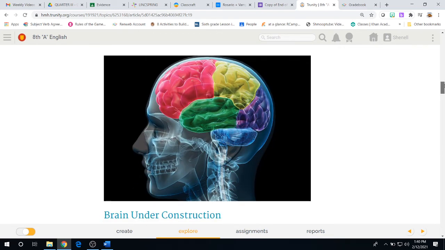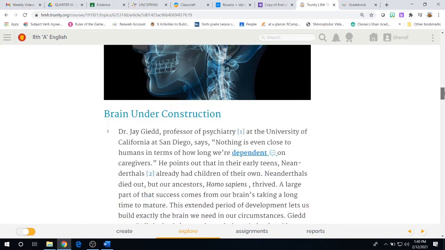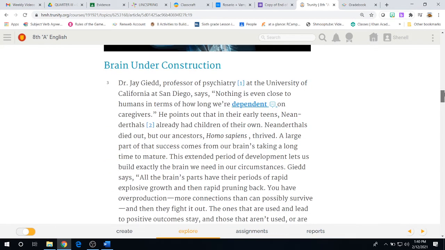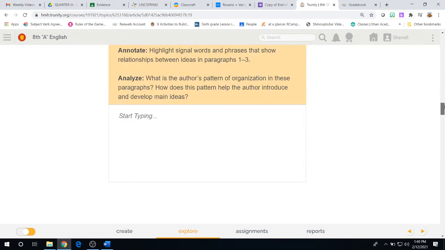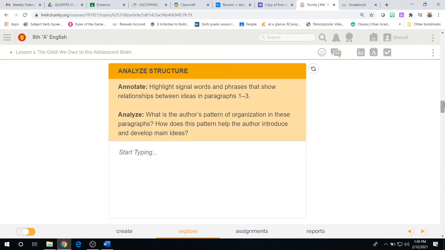Here's a picture of the human brain. As you can see, they use headings because it's an article, Brain Under Construction. Then we come to analyze the structure. Annotate in your textbook signal words and phrases that show relationships between ideas in paragraphs 1 to 3. Analyze what the author's pattern of organization is in these paragraphs. How does this pattern help the author introduce and develop main ideas?